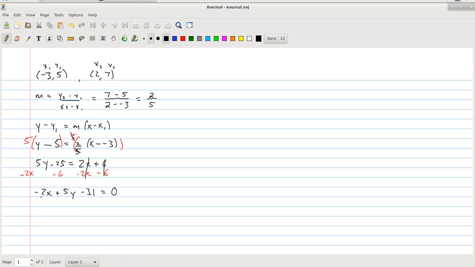Finally, general form is not allowed to lead off with a negative sign. So let's multiply everything in this equation by negative 1, which will give us 2x minus 5y plus 31 equals 0.